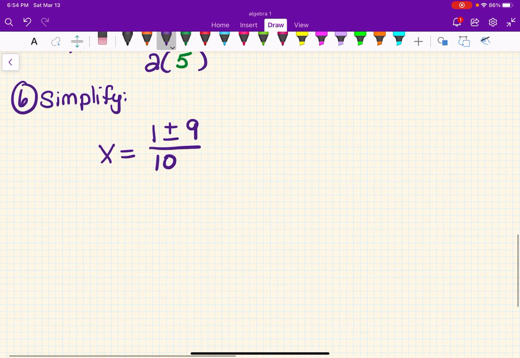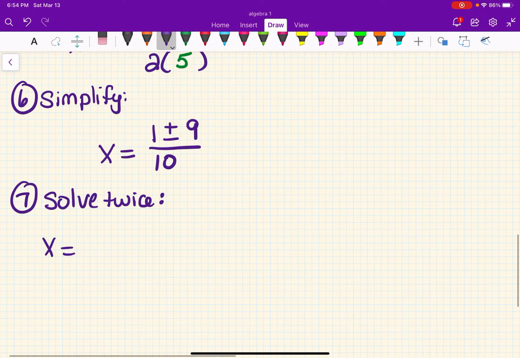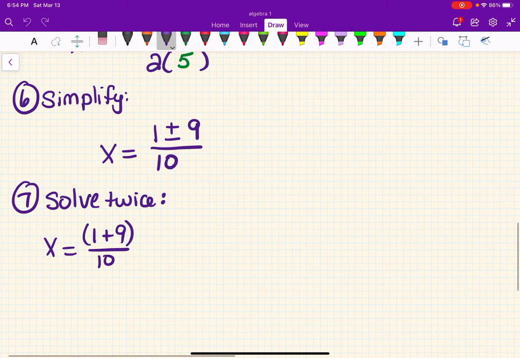Okay, so my last step is to solve, and this time we have to solve it twice. And here's what I would recommend. I'm going to write it 2 times. X equals 1 plus 9 over 10. And that line tells us we have to do what's on top first. So you can't just punch that straight into the calculator unless you put parentheses. And the other thing is 1 minus 9 over 10.